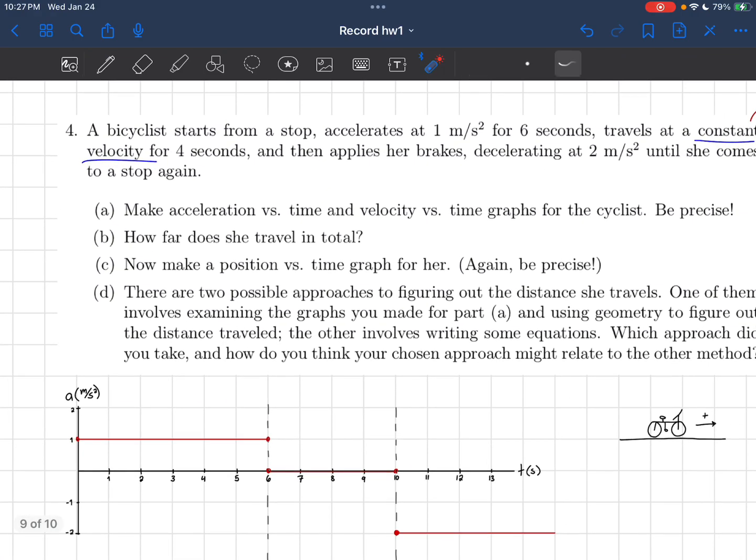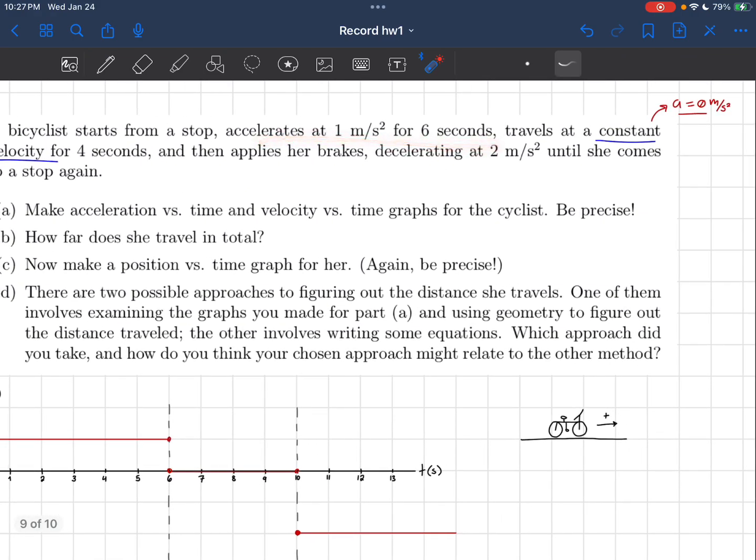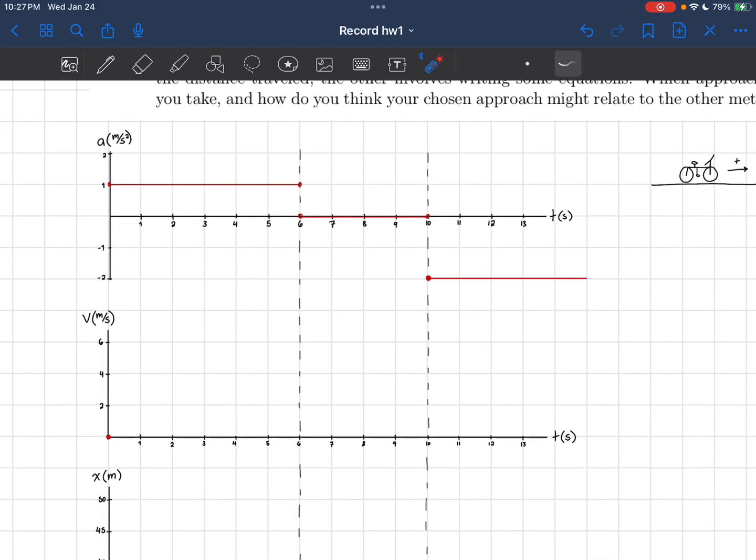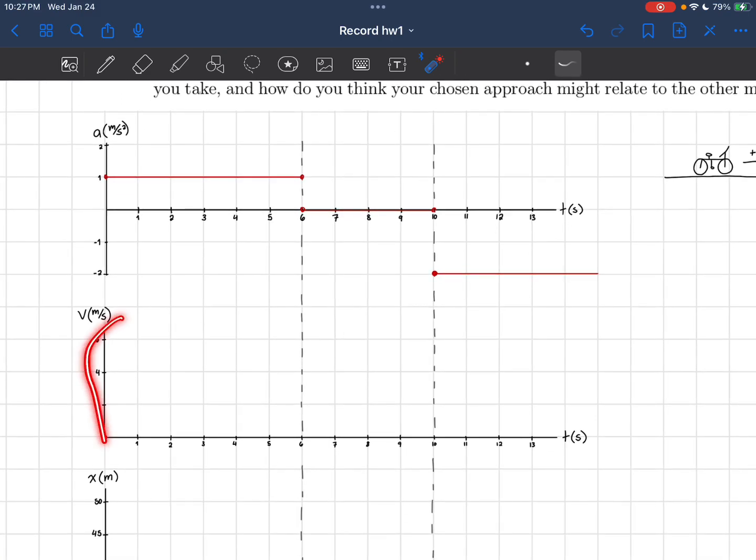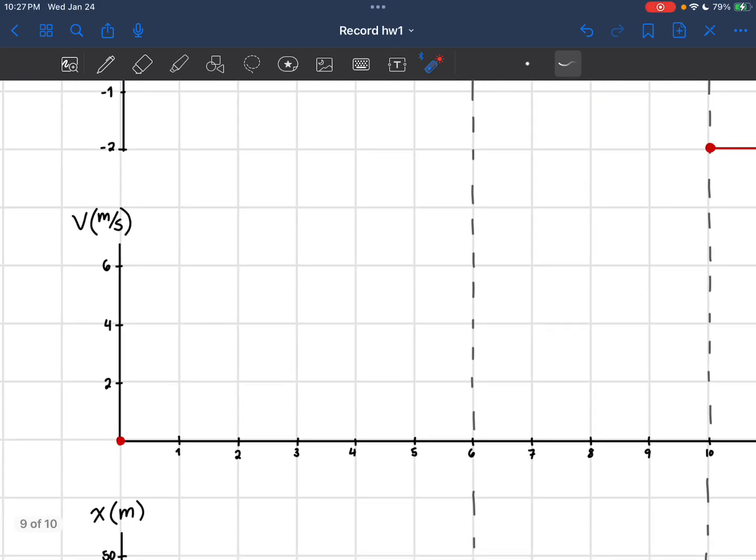Then we accelerate for 6 seconds, right? We saw that. So during that first 6 seconds, the slope of my velocity graph, or my acceleration, is the slope of my velocity graph, and the slope of my velocity graph is positive 1, right? So that means every 1 second, my velocity graph increases by 1. So 2 seconds, it increases by 2.